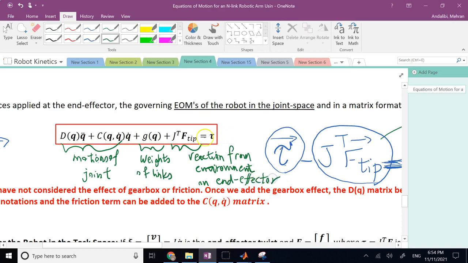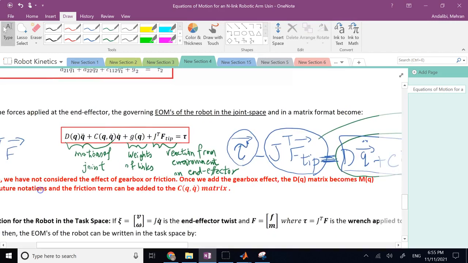So your torque should be the sum of all this together to make your desired motion, cancel the weight, and apply so much force to the environment. Good. So that's why we have this extra term.